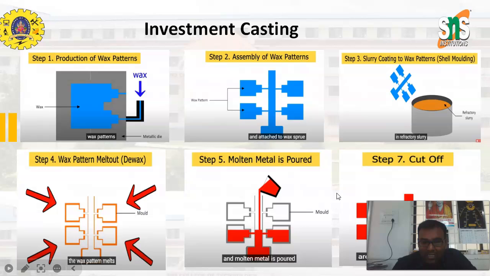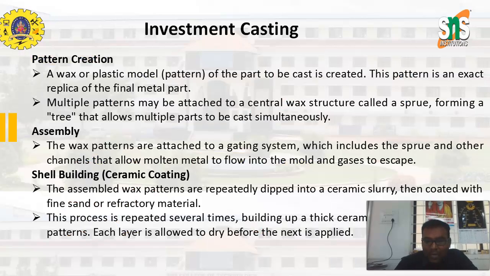In detail, we will discuss it. First is pattern creation. A wax or plastic model of the part to be cast is created. This pattern is an exact replica of the final metal part. Next, multiple patterns may be attached to the central wax structure called the sprue, forming a tree that allows multiple parts to be cast simultaneously.